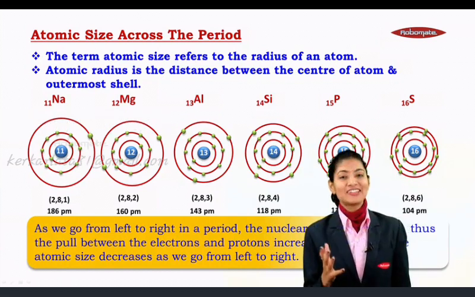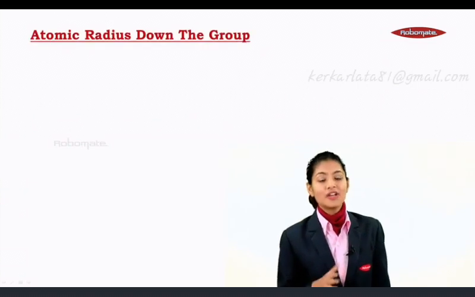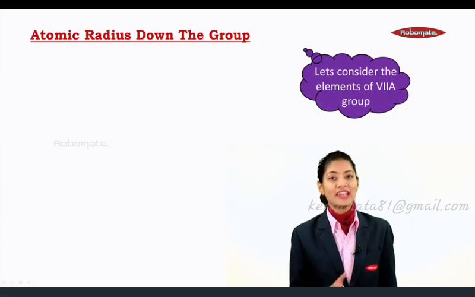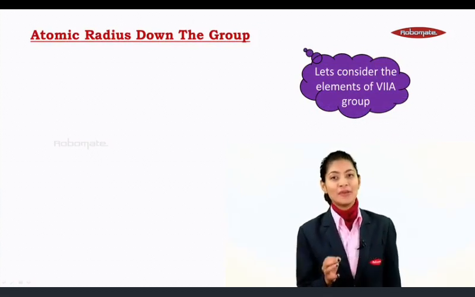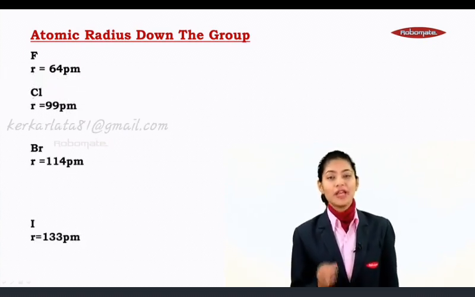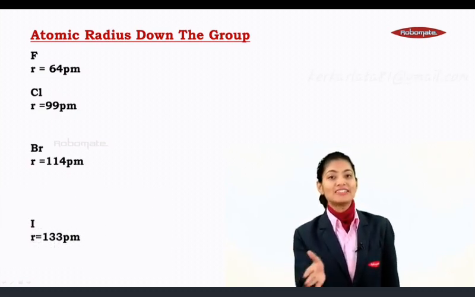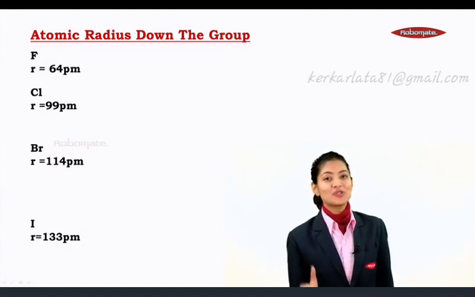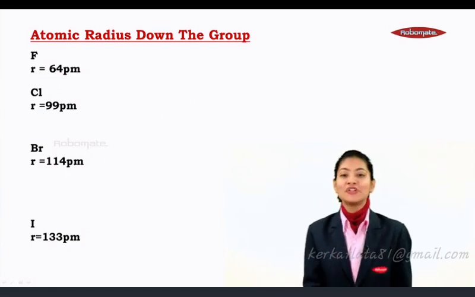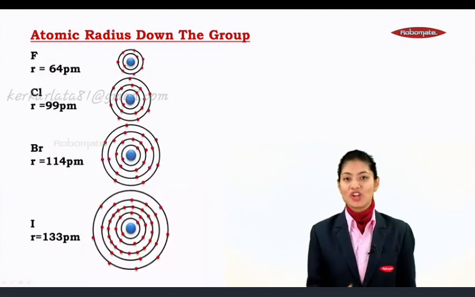If this is the scenario in the case of a period, let us try to understand the atomic size in a group. Now, for the atomic size down the group, let us consider, for example, the elements of group 7A, which include fluorine, chlorine, bromine and finally iodine, with their respective atomic radii. For fluorine it will be 64 picometer, chlorine comes to 99 picometer, bromine is 114 picometer and finally iodine with 133 picometer. And these are their respective atomic structures.